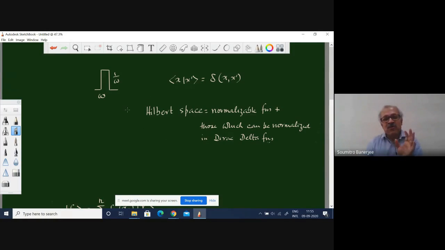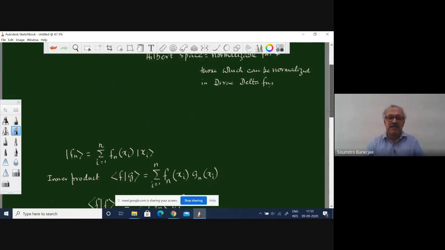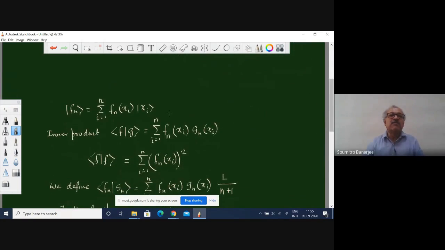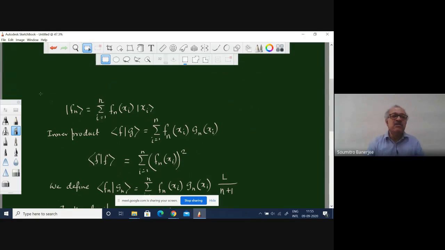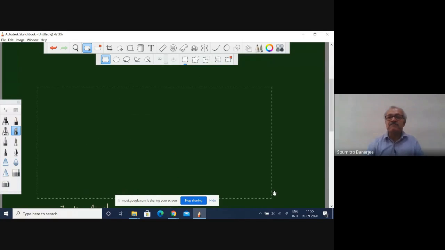So far we have talked about the normalizable functions, but the moment we have to come into a continuous basis, we have to deal with this particular issue, and therefore we needed to expand the definition, and that's what we did.